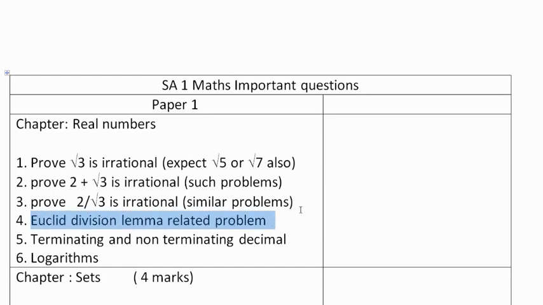They will give: find the HCF of 9 and 6. We all know that Euclid division lemma is a = bq + r. Use it in this format and find the HCF. You can also have example problems, terminating and non-terminating decimal related questions, and logarithms.